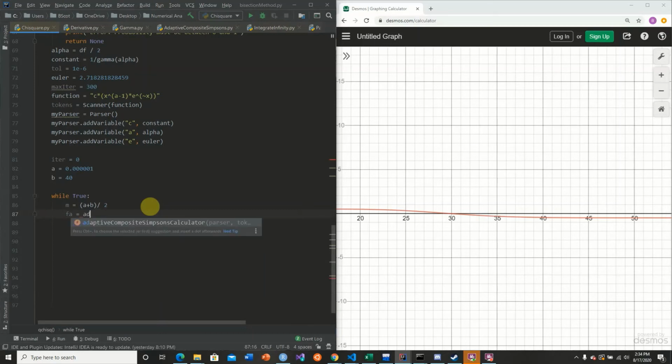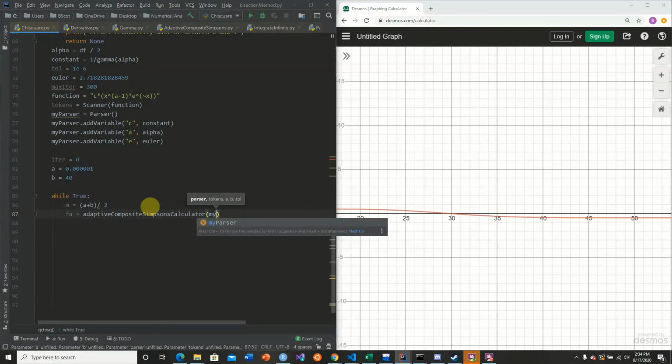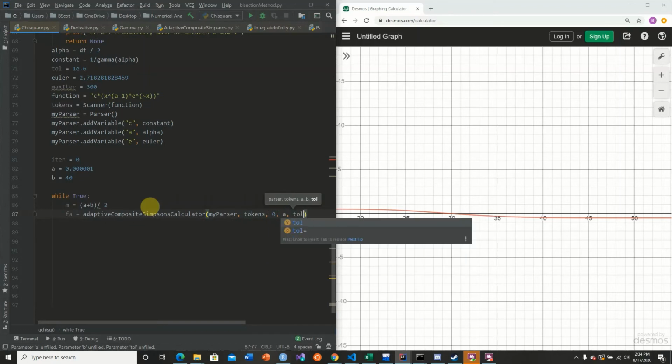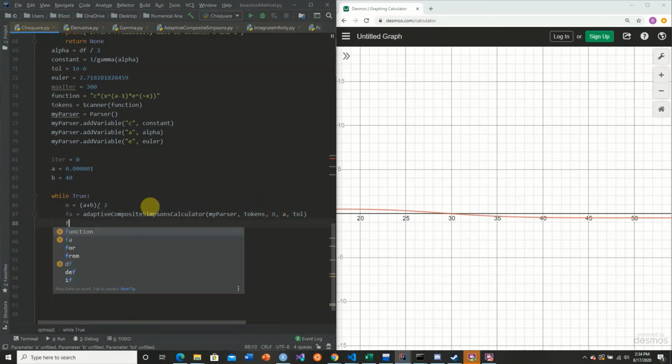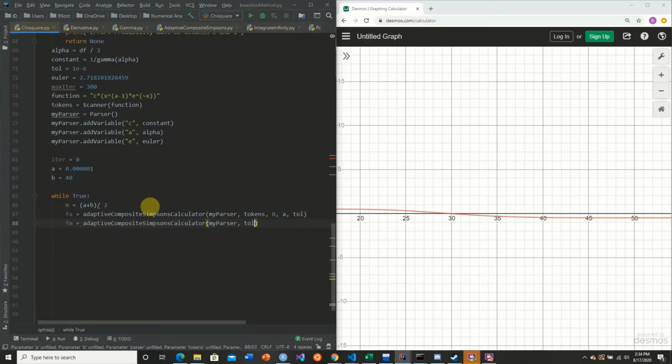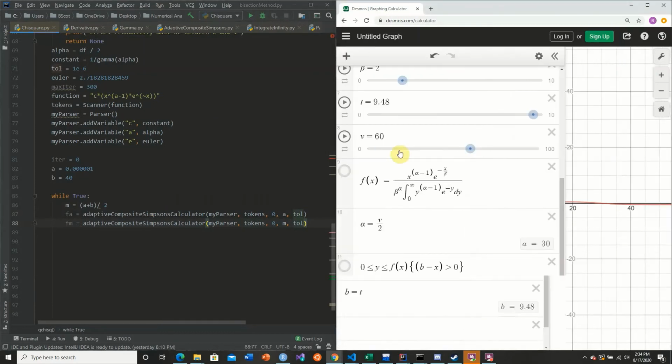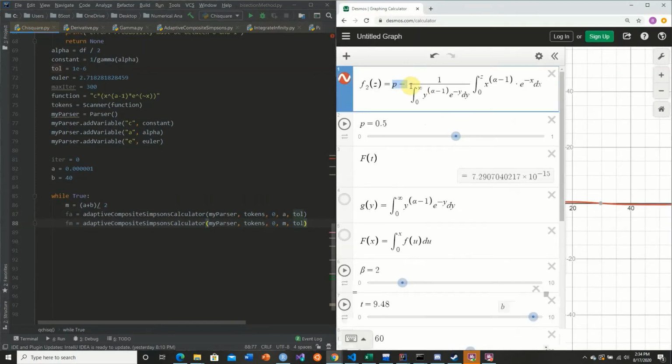which is given by adaptive composite Simpson's calculator. So we're going to integrate using our parser our tokens from 0 to a using our tolerance. And then our f of m is equal to our adaptive composite Simpson's as well of our tokens, this time from 0 to m of our tolerance. And one thing here, if I was to go back to our original equation, it is p minus this value. So we need to have our probability minus this.